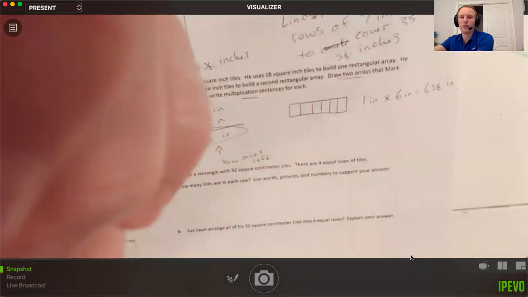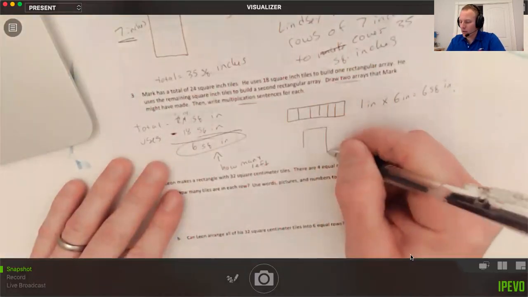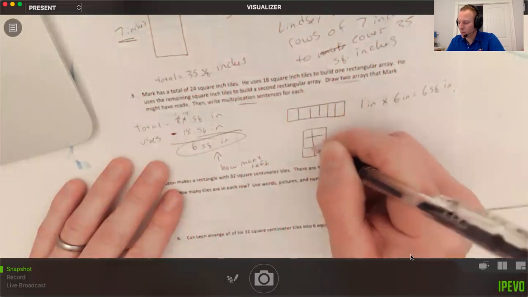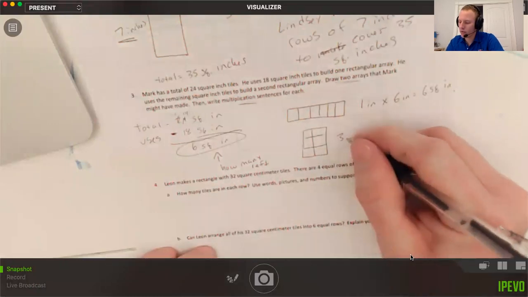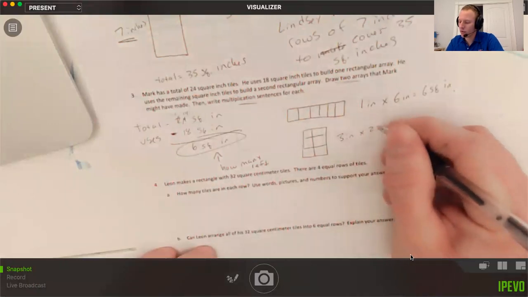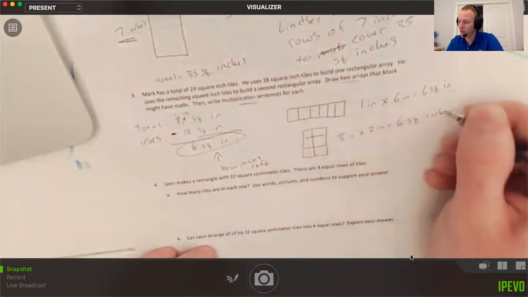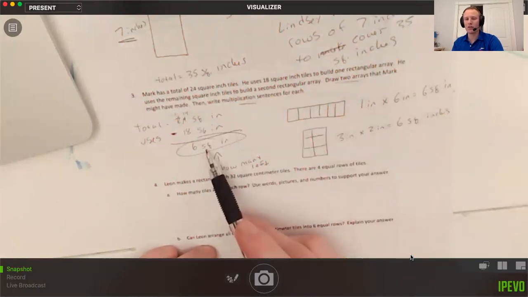This looks a little, let's see if I can zoom. There we go. Is that a little neater? I could also do, whoops, I didn't draw that centered, but 3 inches times 2 inches equals 6 square inches. These are 2 different arrays with multiplication sentences that show how he could use the leftover tiles.